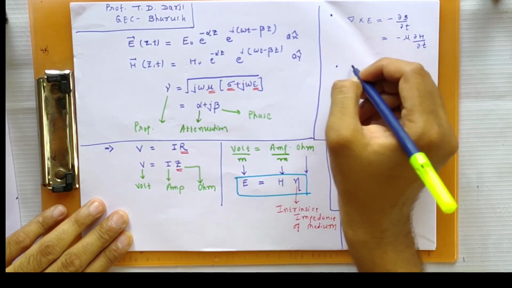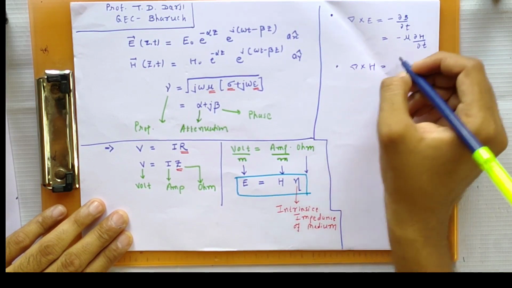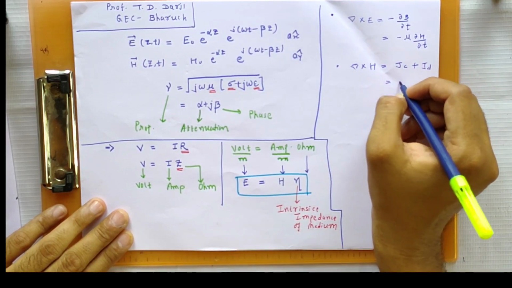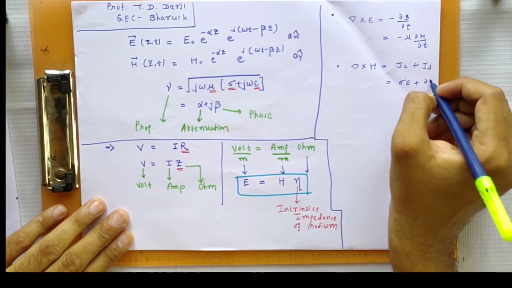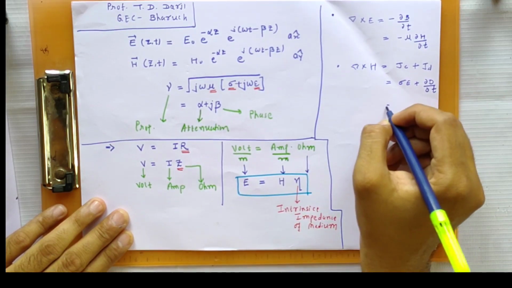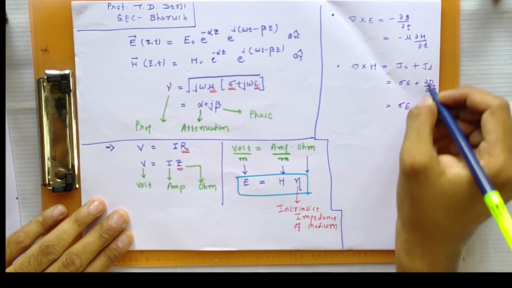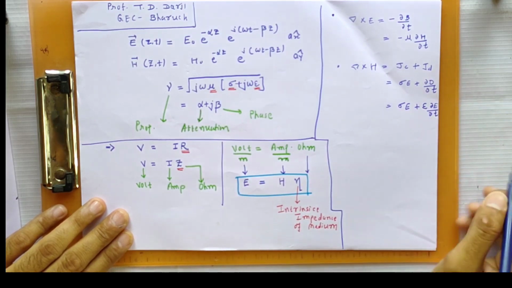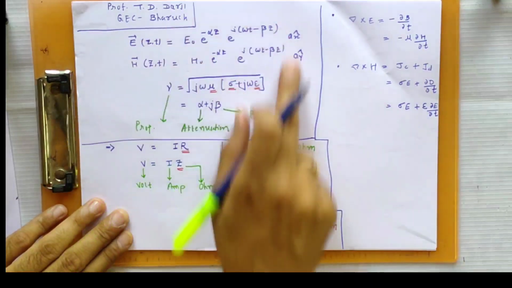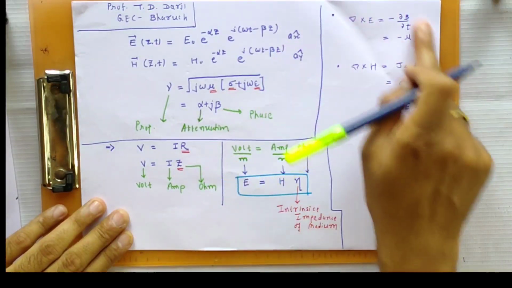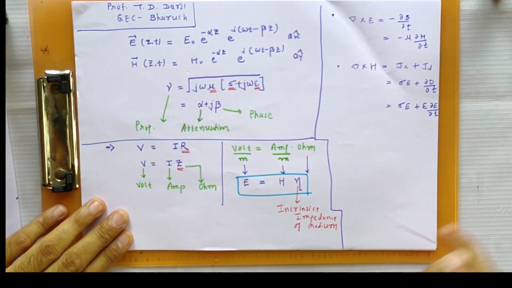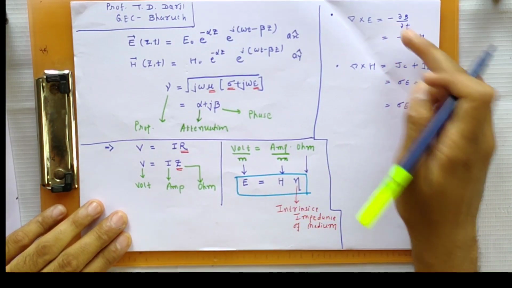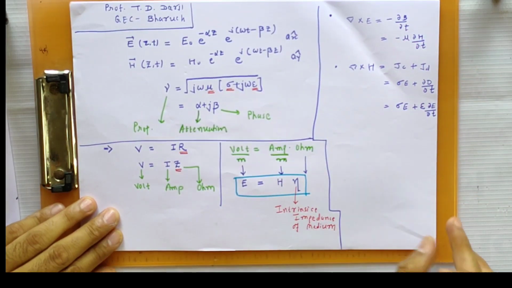The second Maxwell equation that we have used is del cross H is equal to conduction current density plus displacement current density. Conduction current density is sigma E and displacement current density is del D by del t. D means epsilon E, so this is epsilon del E by del t. In the last lecture we used these two Maxwell equations to derive the wave equation. Now we use the first Maxwell equation to derive the equation for intrinsic impedance.